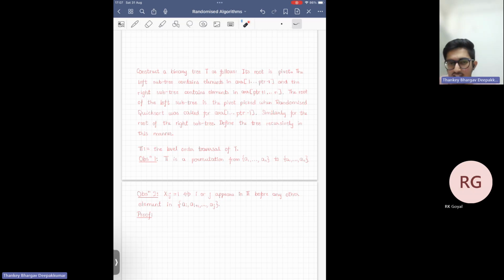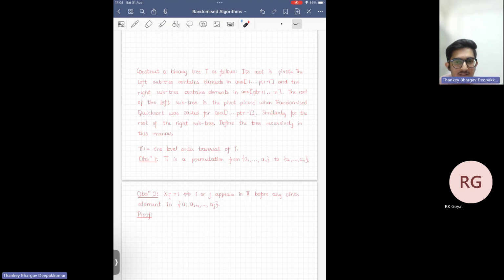Once you have picked an element as a pivot, you only look at all the elements smaller than it and all the elements greater than it, not itself. When you recurse, that element is not present in either of the arrays on which you recurse. So every element is picked as pivot only once, and so every element appears in the tree T, and therefore in the level order traversal of T exactly once, right? So that's why pi is a permutation.